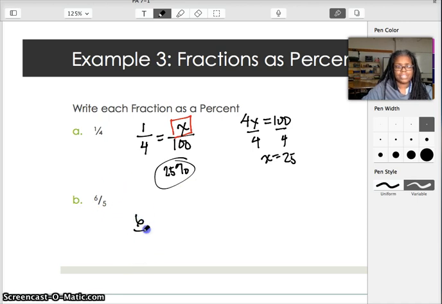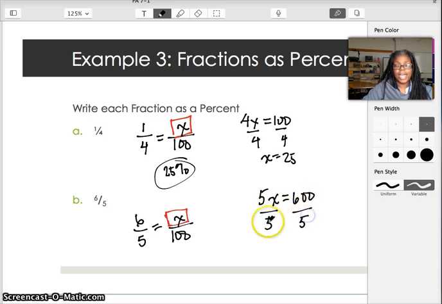So let's see. I've got 6 over 5, and I know that I need to figure out what goes in this box here, because that will be the percent out of 100. And so I'm going to put an X here for the time being so I can solve that. So when I cross multiply, I end up with 5X is equal to 600. So the next thing for me to do is to divide both sides by 5. And when I do so, I get that X is equal to, what's that now, 120? I think that's right.